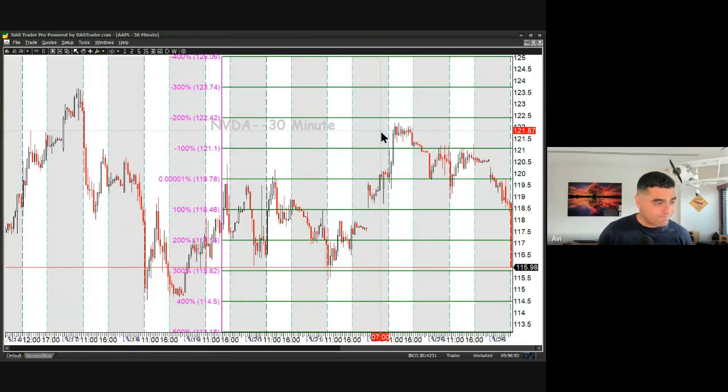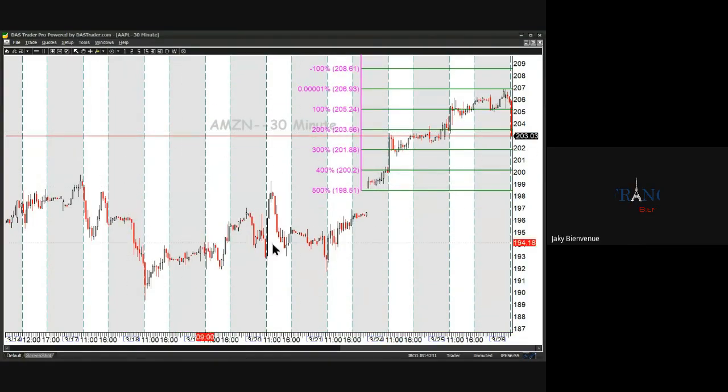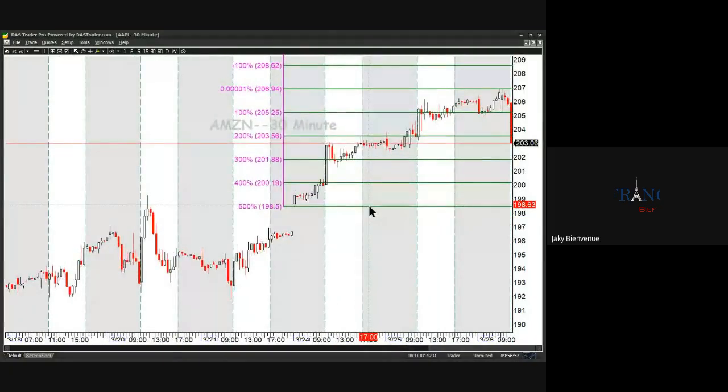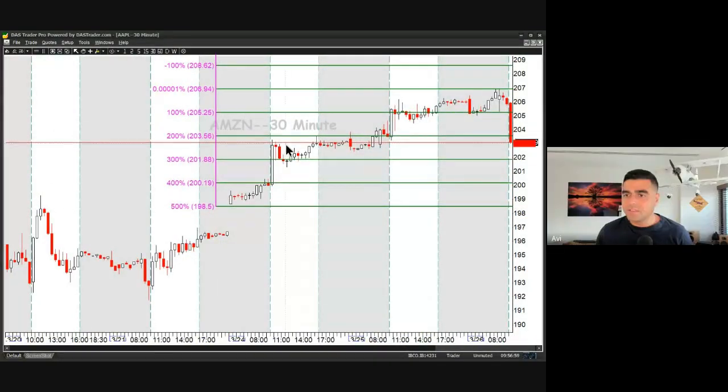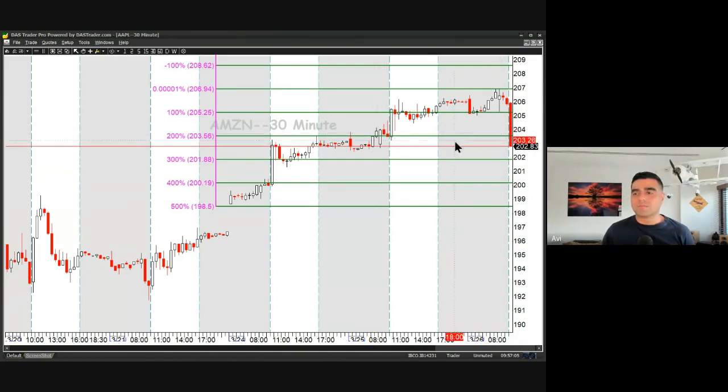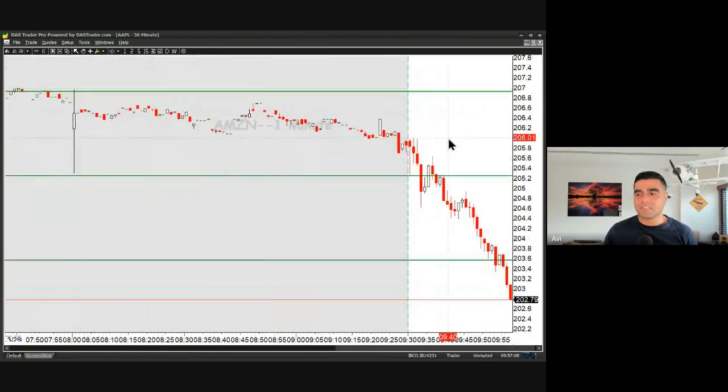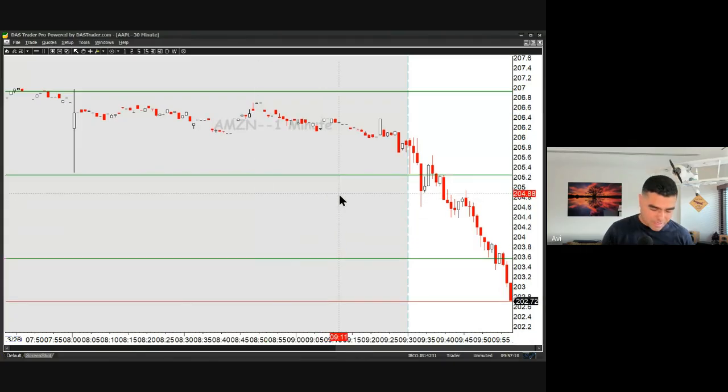Could you explain that again on NVDA, please? Yeah, just a moment. I will get right back to it. Amazon looked like earlier I was looking for that retest of the breakout, but clearly that's not happening. It's just continuing to be weak.